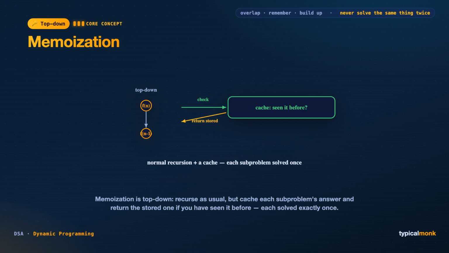You write the natural recursion but add a cache, and at the top of the function check whether the subproblem is already solved, returning the stored answer if so, and otherwise computing it and storing it. A tiny change that makes each subproblem compute once and turns an exponential recursion instant.